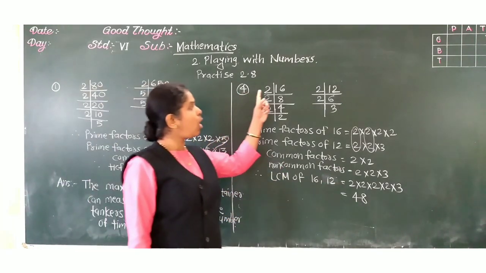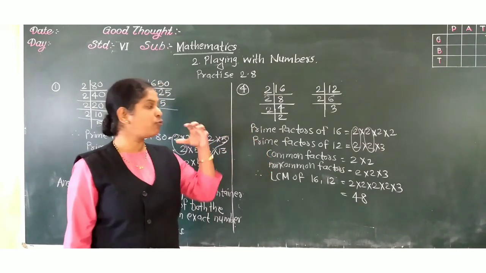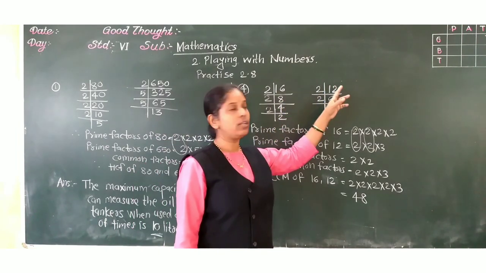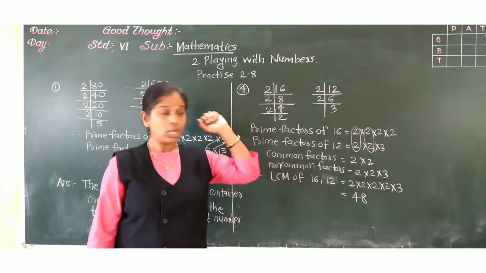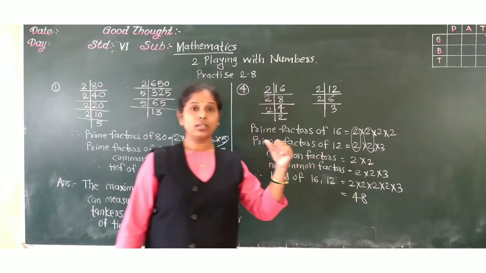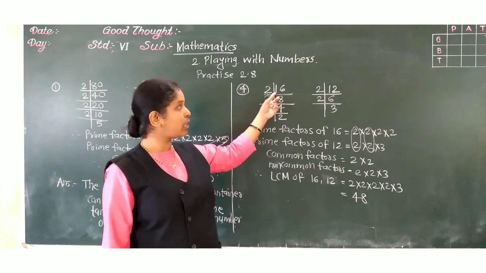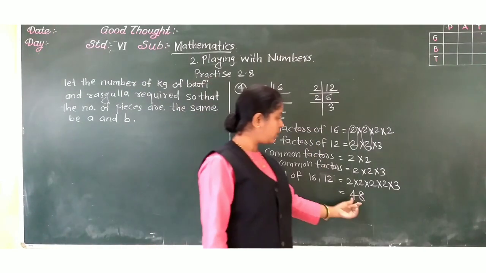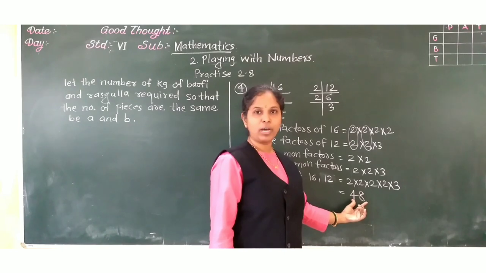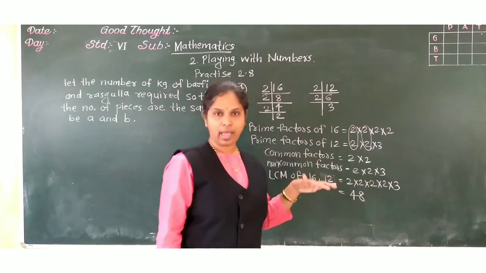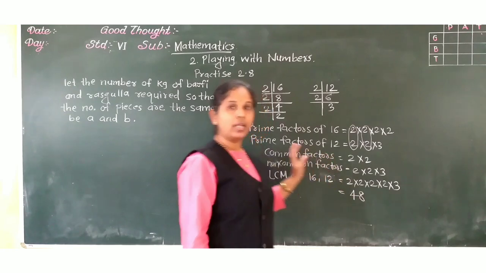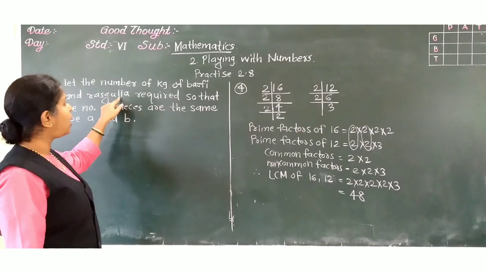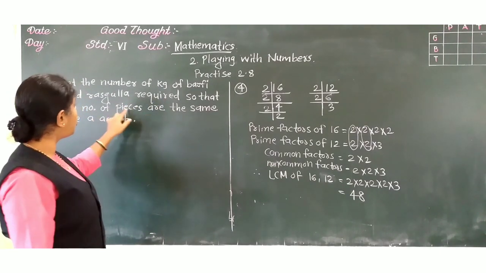Now how many packets should we buy? 2. Now 48. In 1 kg there are 16 pieces of burfi, and in 1 kg there are 12 rasgullas. Correct? So for making 48, how many kgs do we want of these, and how many kgs of those? See here students, we found out the least number of pieces of burfi and rasgullas we should have, that is 48.